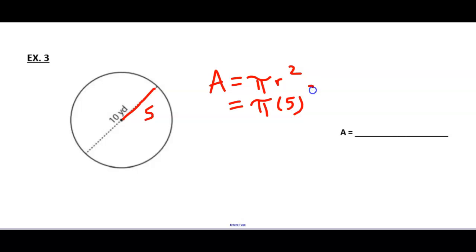Last but not least, my radius is 5. So area is pi r squared, pi 5 squared. 5 times 5 is 25, so 5 squared is 25. We don't multiply the pi, we write the pi. So 25 pi yards squared. And that's it. So that's a review of circumference and area of circles.